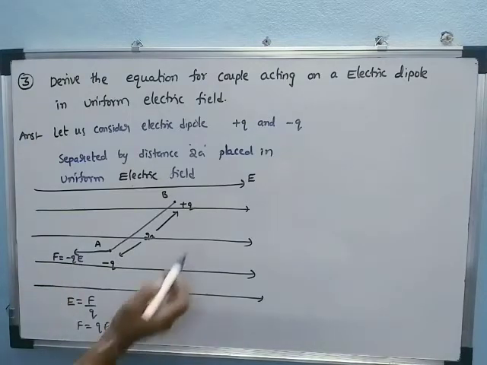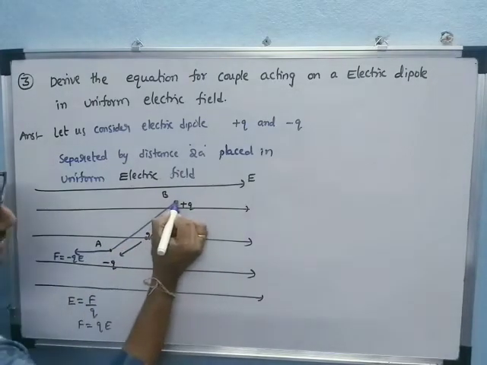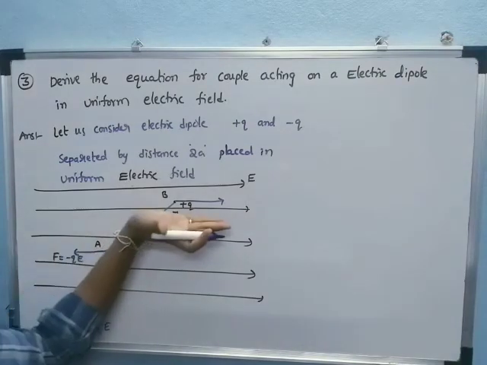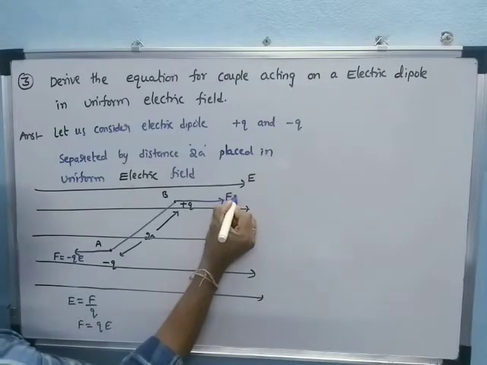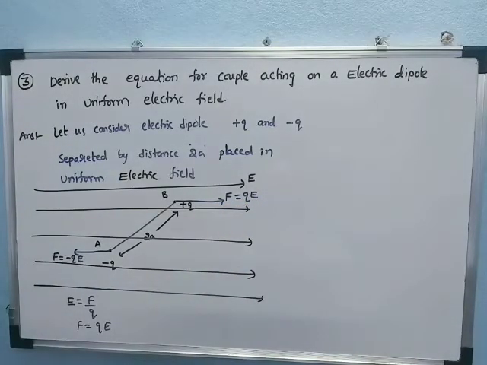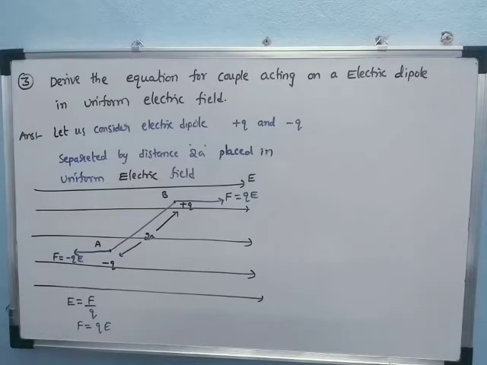Similarly, the force acting at point B is along the same direction as the electric field. This force F is equal to Q into E. Now observing, these two forces are equal but act in opposite directions.